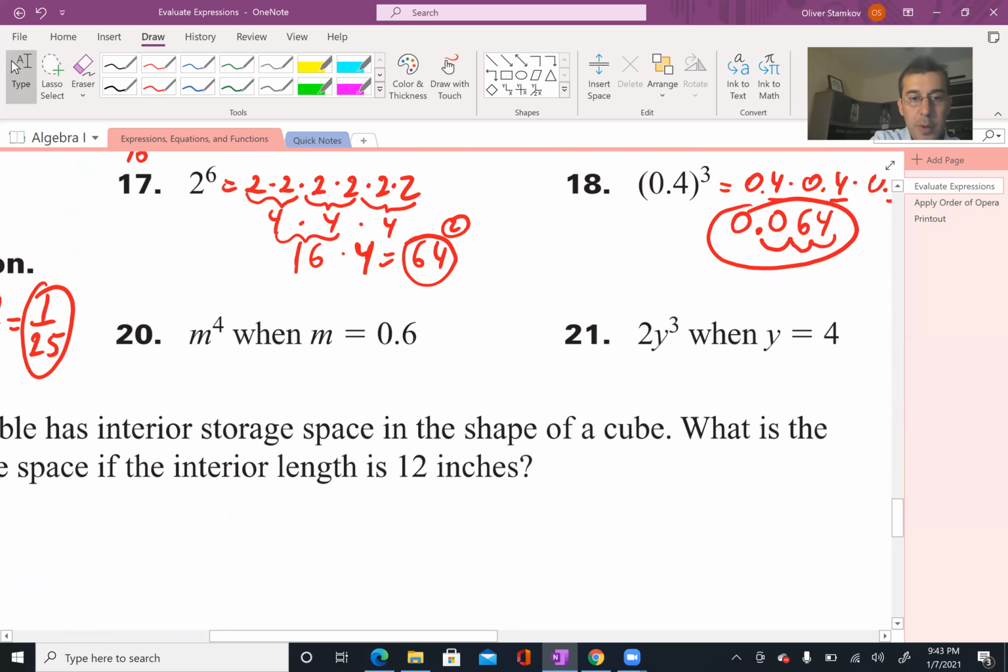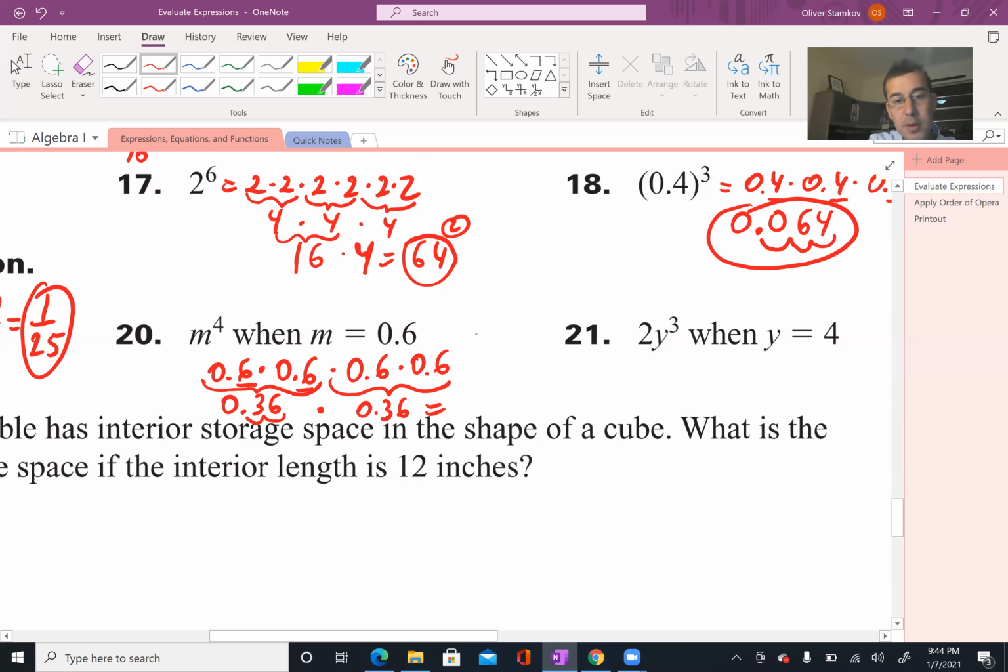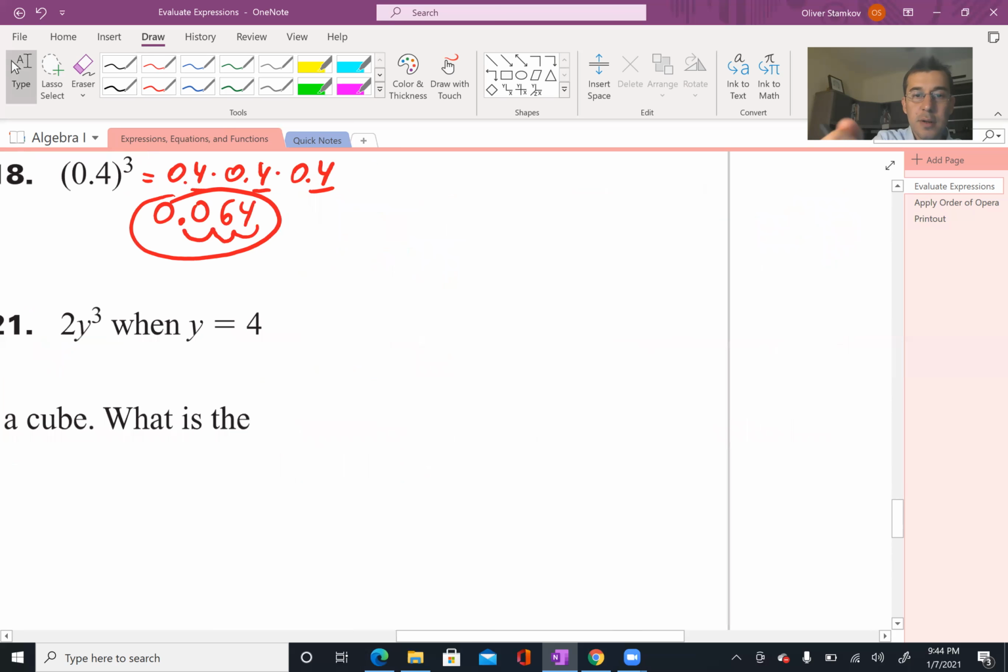So m to the 4th power, so m is 0.6, so we do 0.6 times 0.6 times 0.6 times 0.6. So 6 times 6 is 36, and there's 1, 2 decimal places, so this is 0.36, and then this is the same, 0.36. So 0.36 times 0.36. So let's do that on the side here.